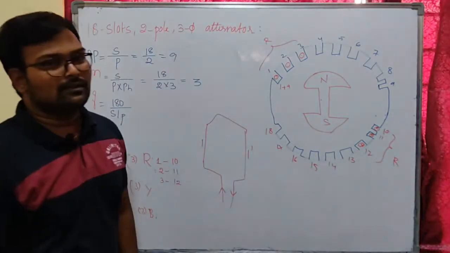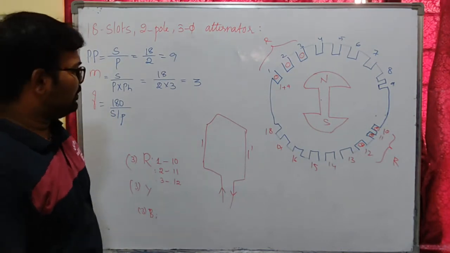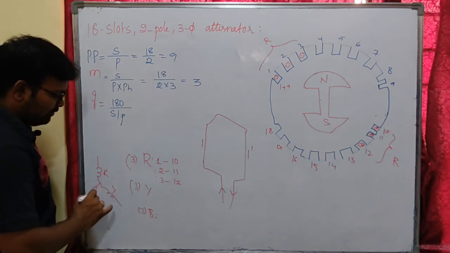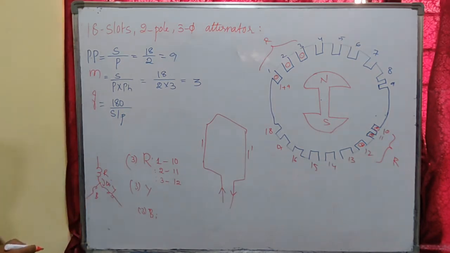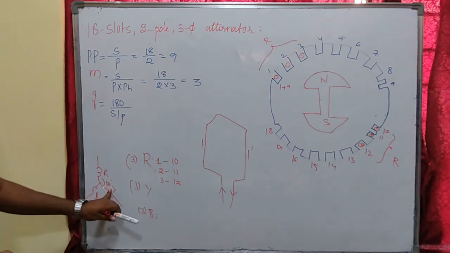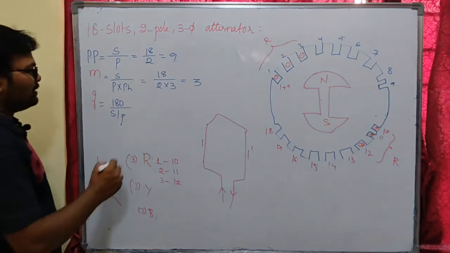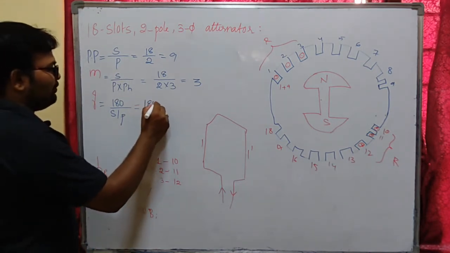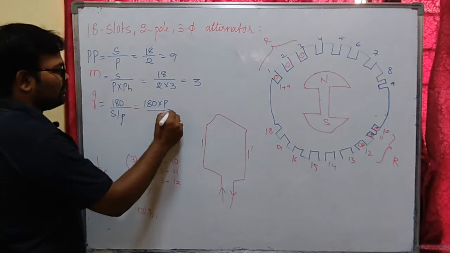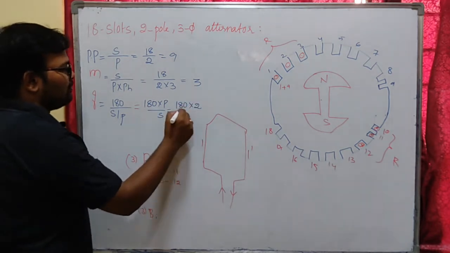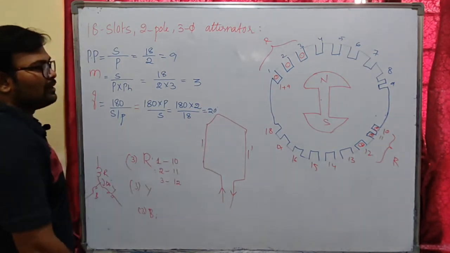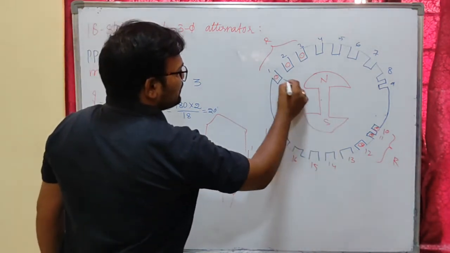So how can you keep the Y phase? Y phase will be after 120 degrees of R phase. This is a 120 degree spatial angle, which means physical displacement. So what is 120 degrees here? For that I have to calculate gamma. Gamma is nothing but 180 into number of poles by number of slots. That will become 180 into 2 by 18, which gives us 20 degrees. That means each slot is contributing 20 degrees.